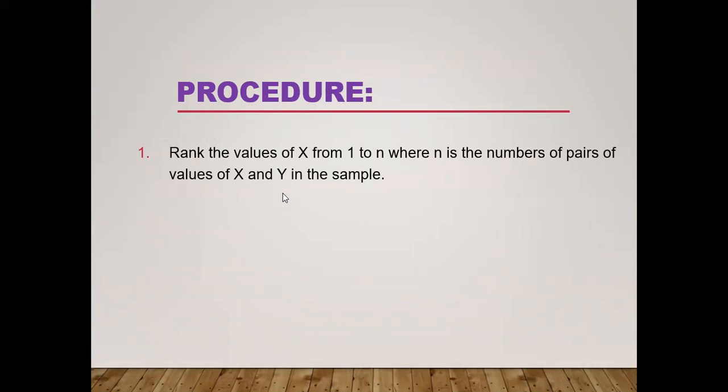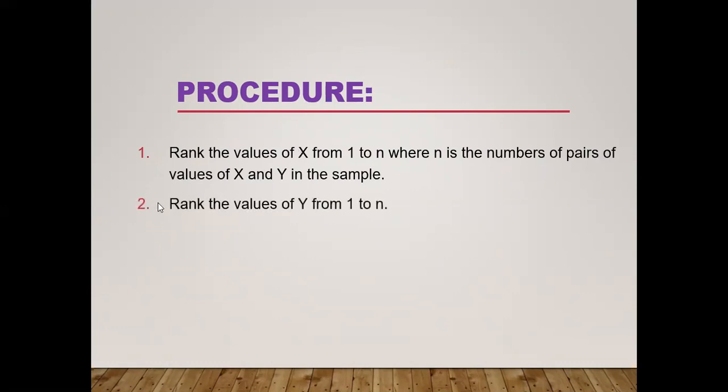First, rank the values of x from 1 to n, where n is the number of pairs of values of x and y in the sample. So check the observation table: how many x values are there? It should be equal for x and y, right? Then you can compare.